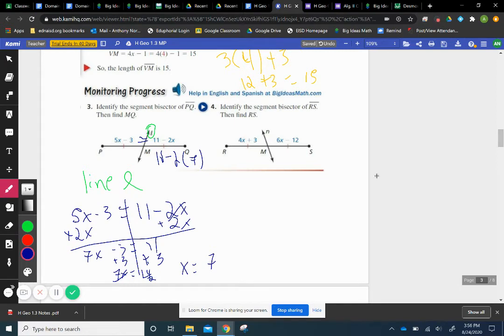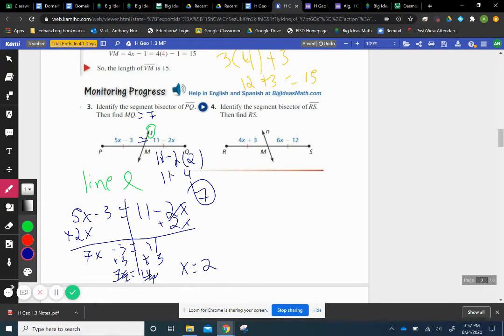Whoa, whoops, no. Divided by 2, I need to divide by 7. So x equals 2. Somebody wondering, how do I know I messed up? This is distance. So 2 times 7 is 14, I was going to get a negative 3. Can we have a negative distance? No. So let's fix that. So 2 times 2 is 4. So 11 minus 4 equals 7. So MQ equals 7. So if MQ equals 7, what does PQ equal? 14. 7 times 2 is 14.